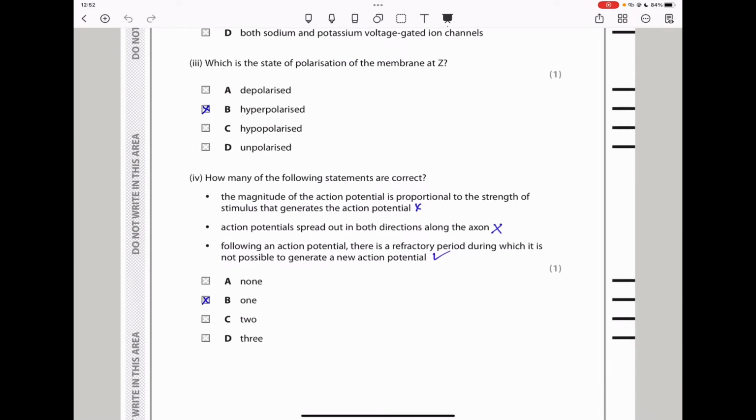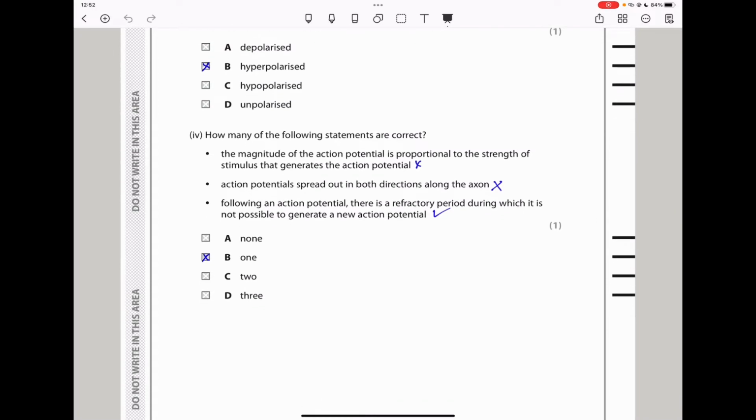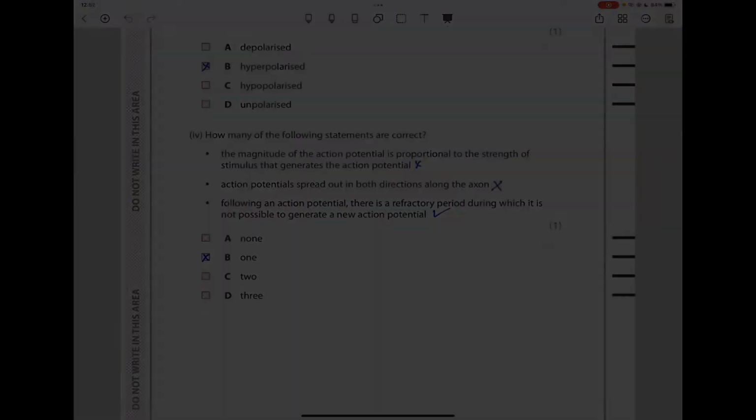Moving on, they say, how many of the following statements are correct? The magnitude of the action potential is proportional to the strength of the stimulus that generates the action potential. Not necessarily. Action potentials spread out in both directions along the axon. No, they do not do that. Following an action potential, there is a refractory period during which it is not possible to generate a new action potential. This is correct. So the answer should be only one is correct. The answer is B.